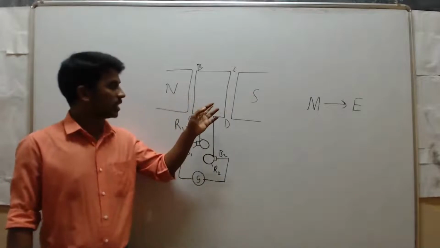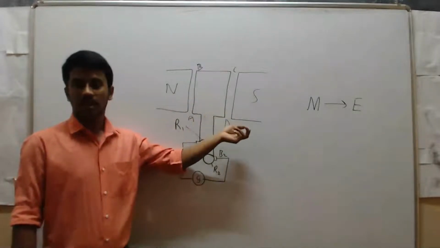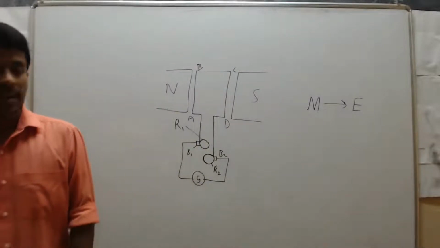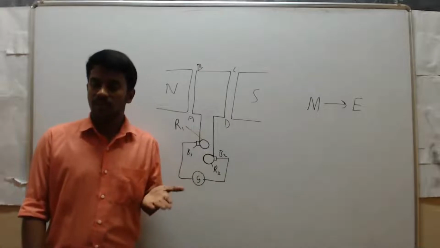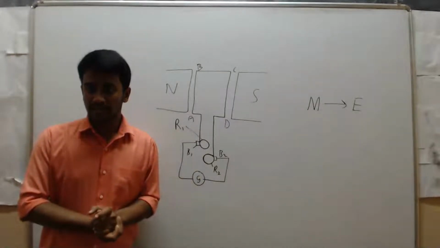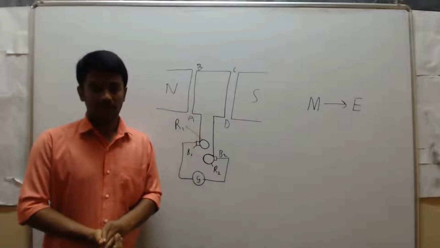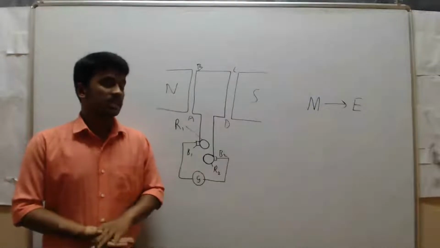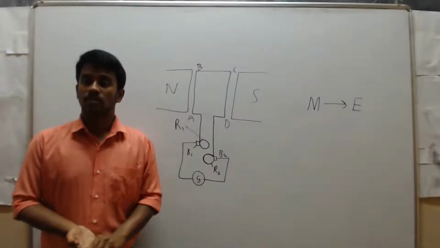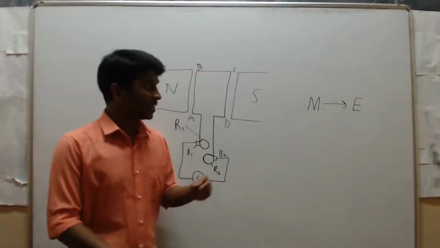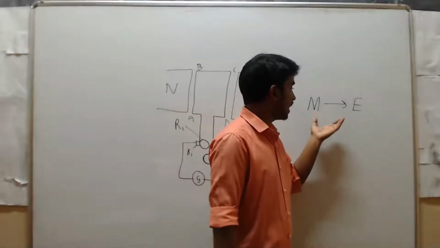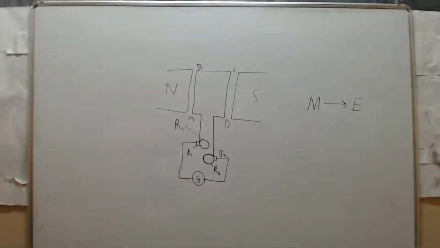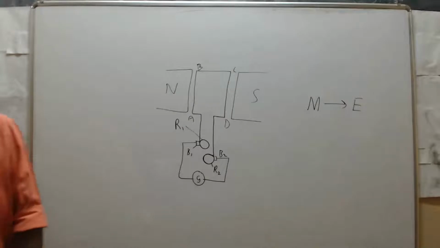So here also, due to the relative motion between the magnets and the coil, the current is induced in the circuit, induced in the galvanometer. So clear? On that basis, the electric generator works on the principle of electromagnetic induction. This is very important. Maybe they'll ask for 1 mark: what is the principle of electric generator? The electric generator works on the principle of electromagnetic induction, and it converts mechanical energy into electrical energy.